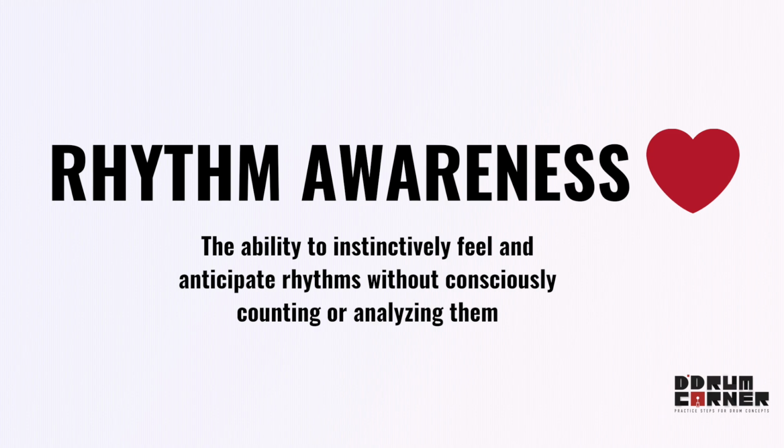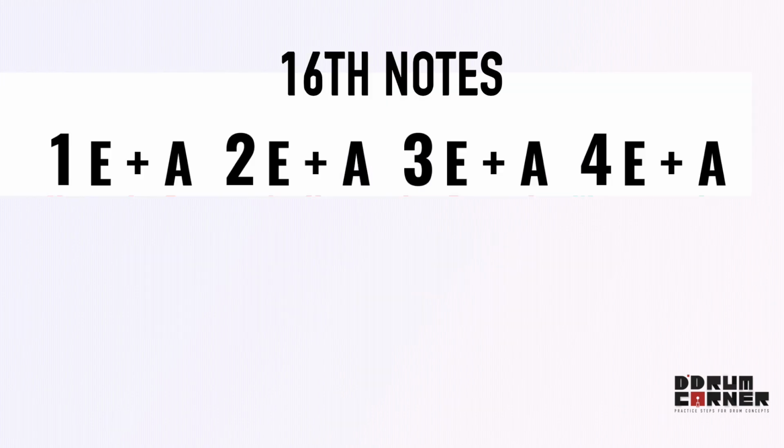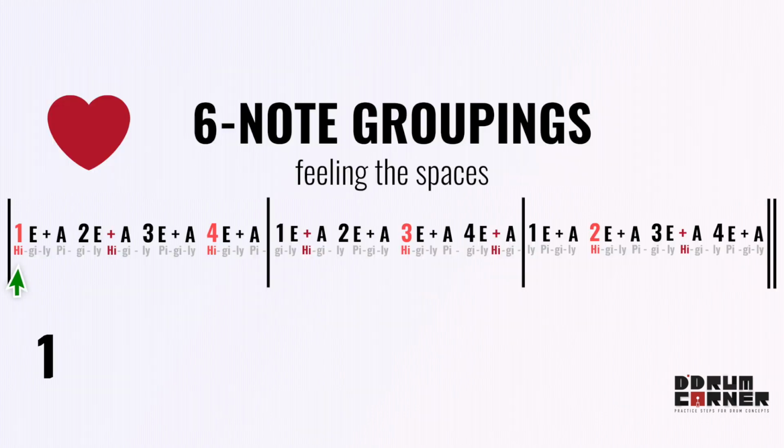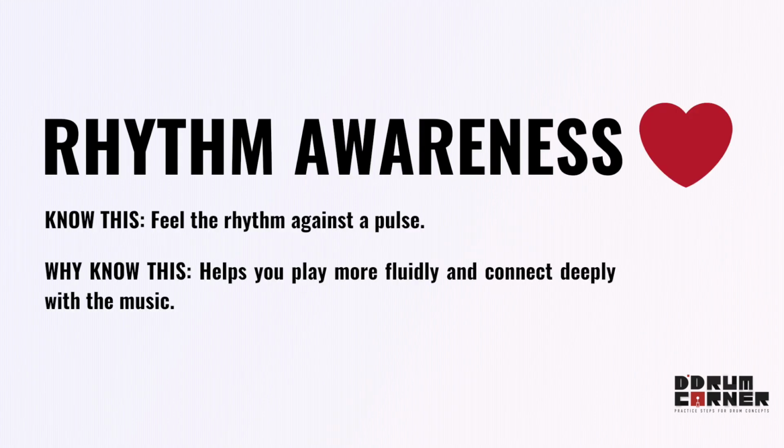So you could start developing this skill by first counting the accents and feeling the spaces to internalize the feeling. 1, 2, 3, let's go. 1 and 4 and 3 and 2 and. After a while, you'll just feel the whole rhythm easily.